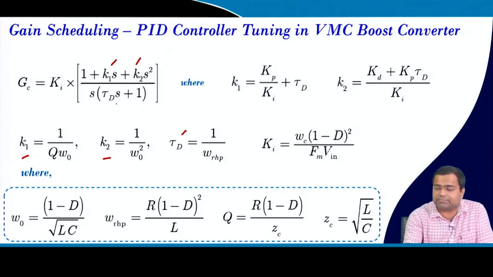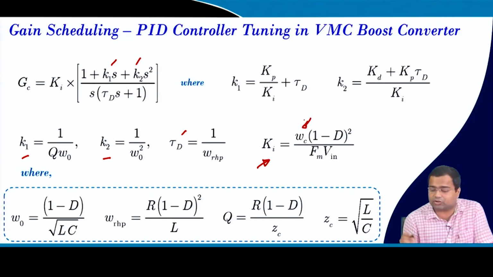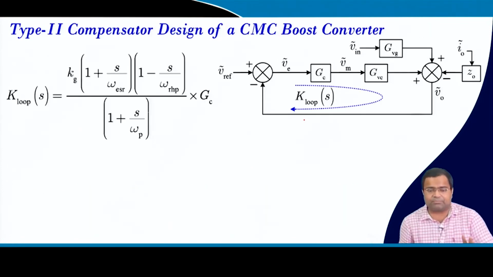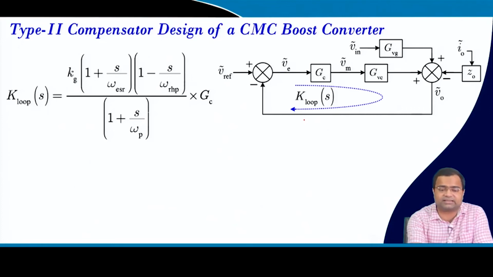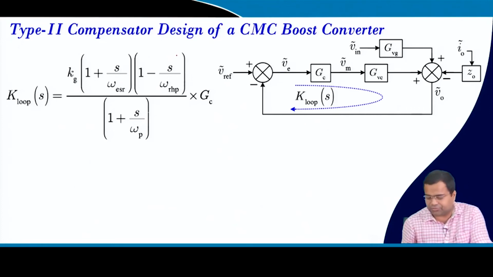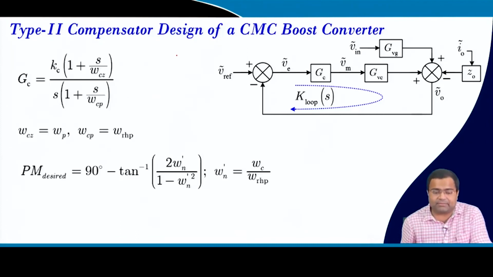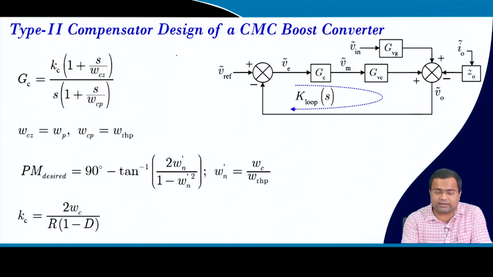Then tau d is a band limited derivative we are considering, and for the integral gain, this will require the crossover frequency. From here we are getting all the controller gain that we have discussed. And we know how to implement current mode control, we have also discussed, that means there is an ESR zero, an RHP zero, and we can go to type 2 compensator design, and the design parameter we have also discussed how to set.